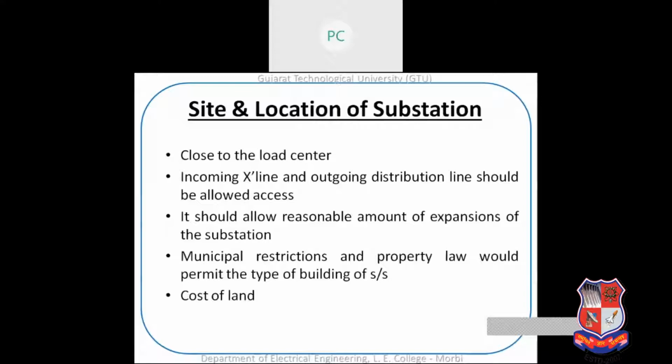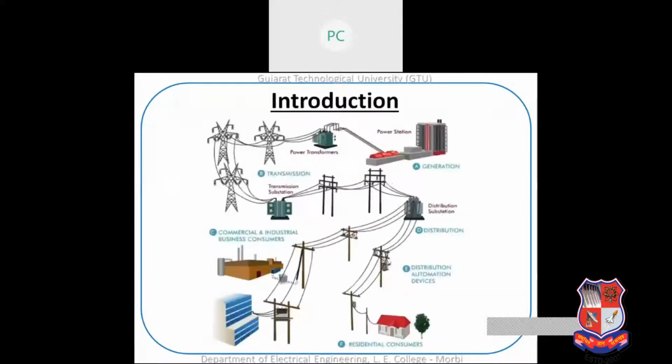So the first and foremost requirement for the site and location of a substation is that it should be close to the load center. Now what is load center? Load center is nothing but a place where consumers are. As we have seen in the earlier slide, we have two types of consumers, C and F. So one is commercial or industrial consumers and the other is residential consumers.